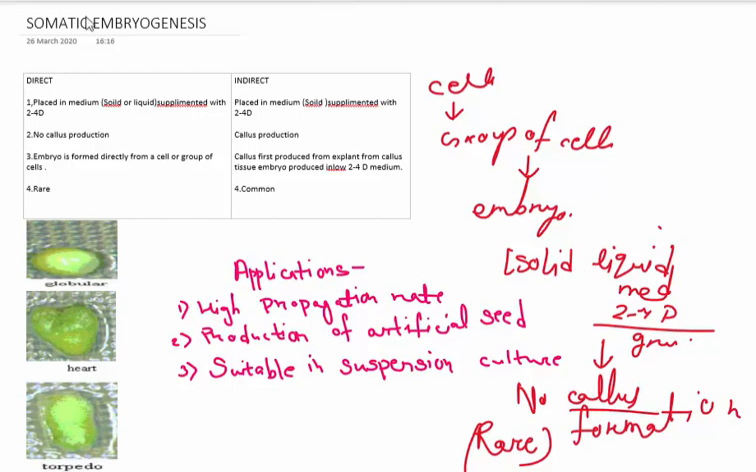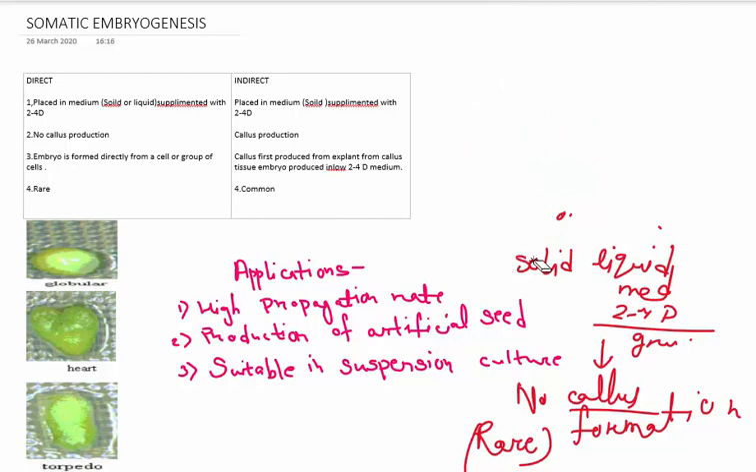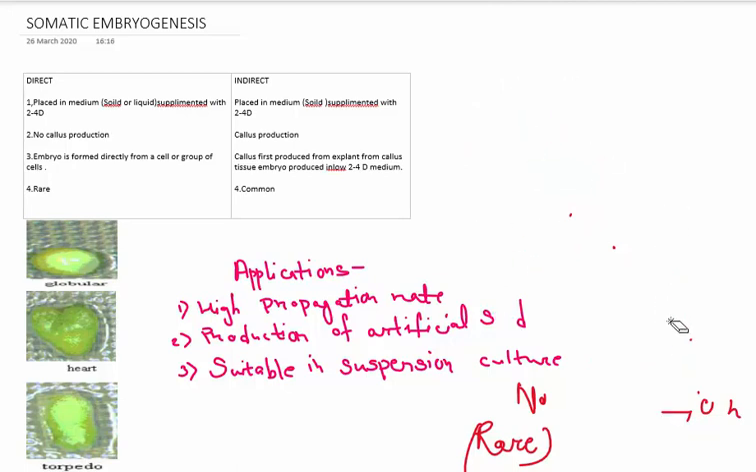Then the next thing is about the indirect somatic embryogenesis. In case of indirect, as I said, the same thing, the cell or the group of cells is first supplemented with the 2,4-D medium. Okay. And in this case, the callus formation takes place, and after the callus formation, from the callus tissue, the embryo will form, and in that case, the medium either lacks 2,4-D or has less 2,4-D, and it is very common in nature.